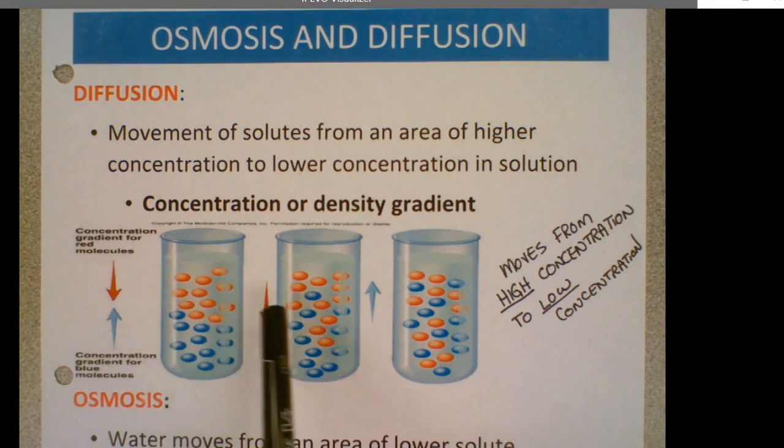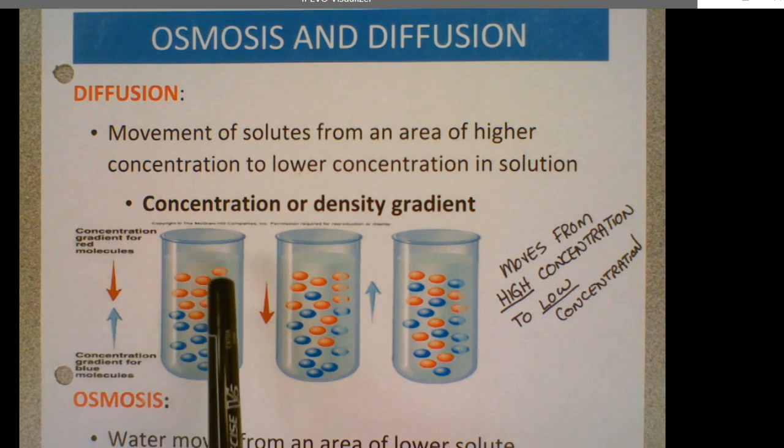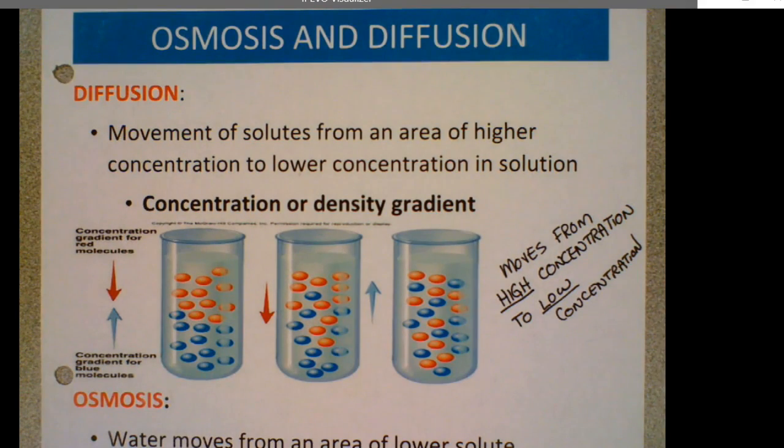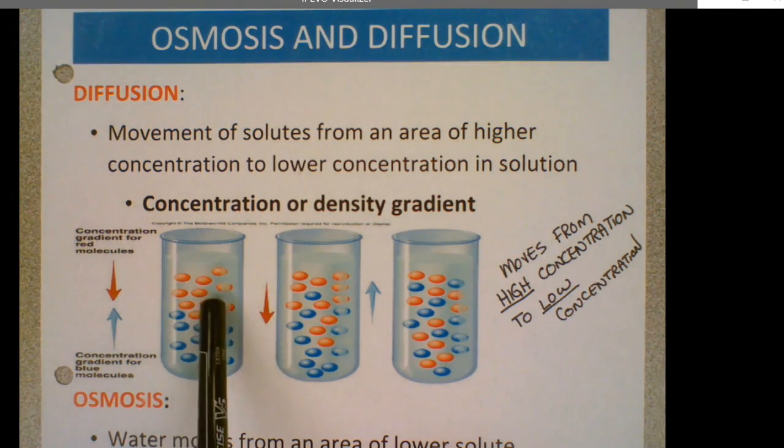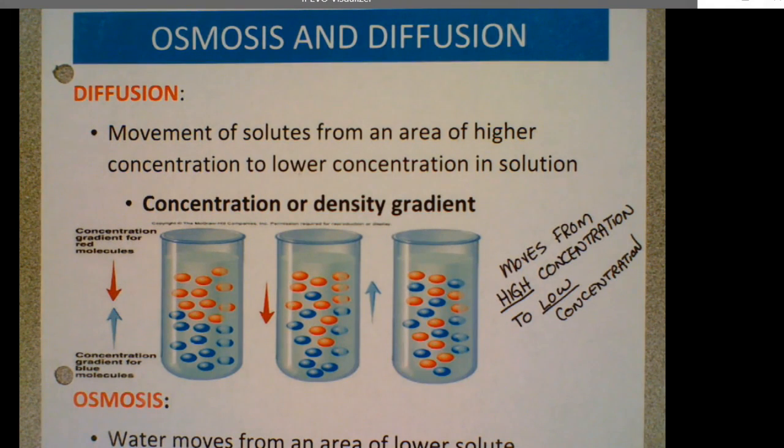Now, the only difference between diffusion and facilitated diffusion is that with facilitated diffusion, these molecules are going to want to move through the membrane through a channel protein. So it's facilitating or helping the diffusion. Molecules need to move through that plasma membrane, but they may be too big, so we have to have a channel protein to allow them to move. That's the only difference between diffusion and facilitated diffusion.